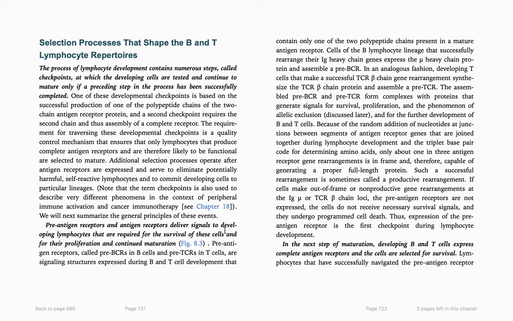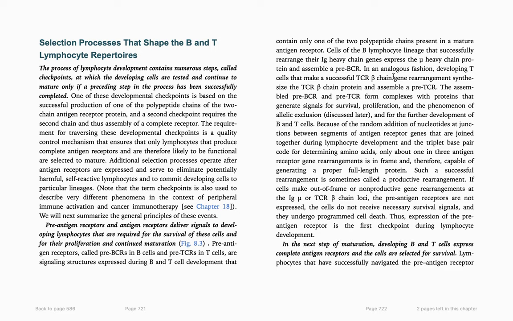Pre-antigen receptors and antigen receptors deliver signals to developing lymphocytes that are required for the survival of these cells, and the receptors are called the pre-B cell receptor in B cells and the pre-T cell receptor in T cells. They are signaling structures expressed during B and T cell development that contain only one of the two polypeptide chains present in mature antigen receptors. Cells of the B lymphocyte lineage that successfully rearrange the Ig heavy chain genes express the mu chain protein and assemble the pre-B cell receptor.